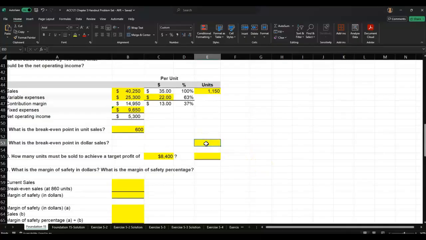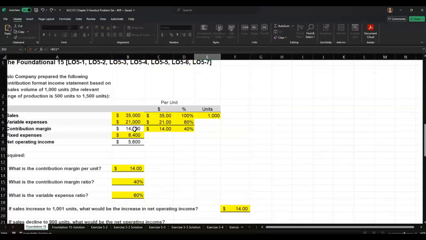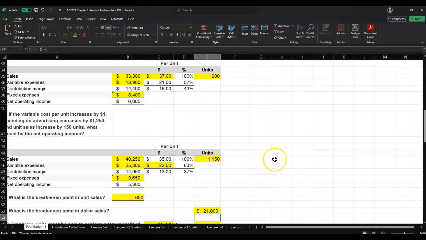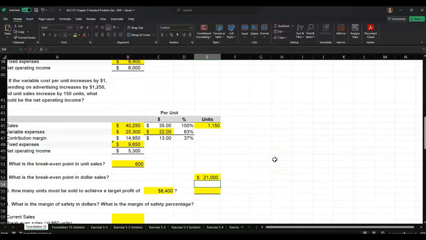At that point, they want break even in dollars, so we'd simply take the number of break even units and multiply it by, again, come back up here and pick up that $35 of original amount. So we're looking at $21,000.